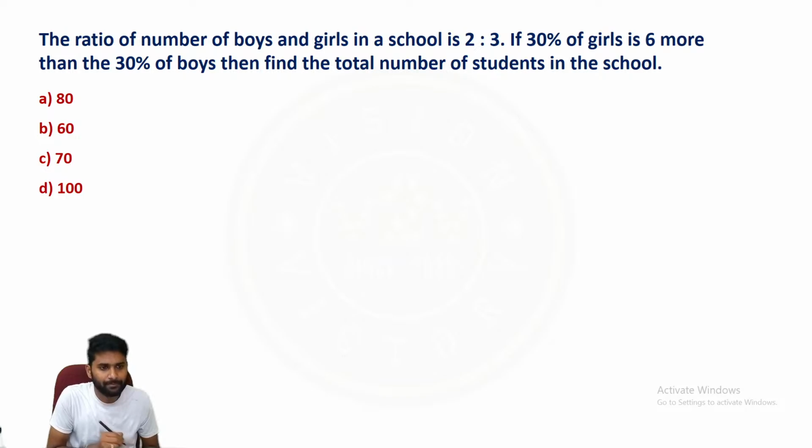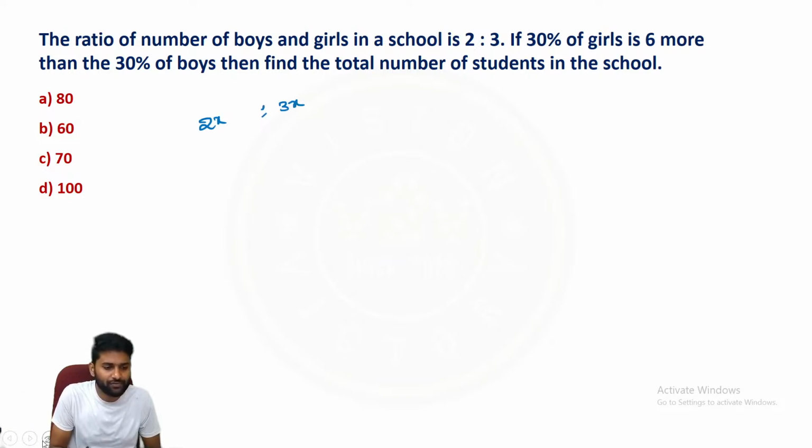Let's check with this question. The ratio of the number of boys to girls in the school is 2 is to 3. 30% of girls is 6 more than 30% of boys. Find the total number of students. Now see, this is 2x and this is 3x.